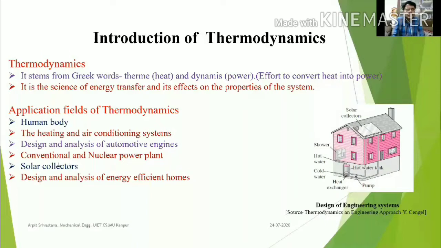Next application is the solar collector. This is used for solar energy power plants. And the design and analysis of energy efficient homes. The first question we raise here is, what is an energy efficient home? Energy efficient homes are homes built in such a way that we store heat in the winter season, and we transfer enough heat from the home to the surroundings in the summer season.